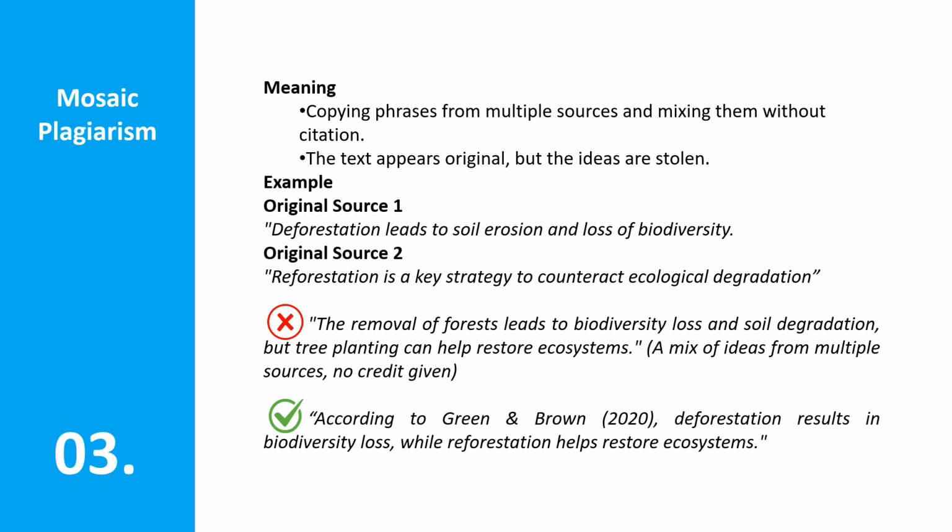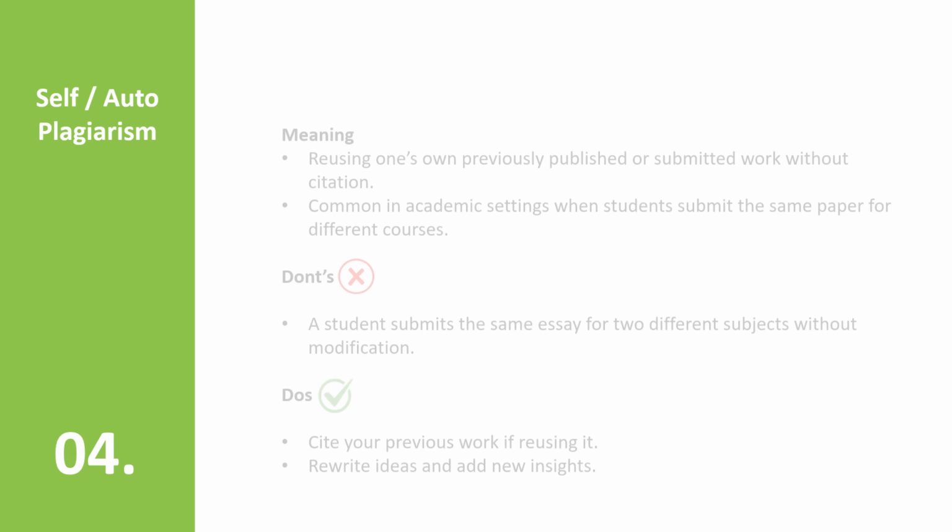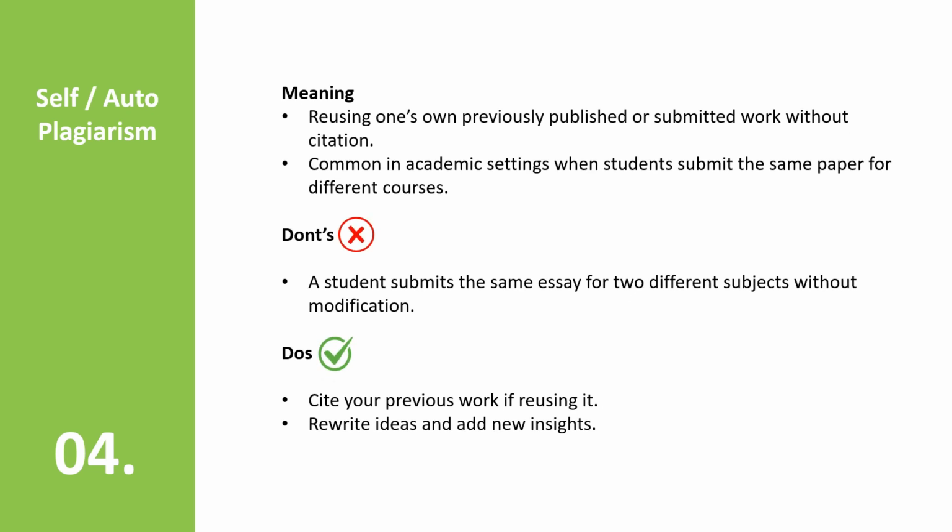The next type of plagiarism is called self or auto plagiarism. Now, this means reusing one's own previously published or submitted work without proper citation or without citation at all. This is common in academic settings where students are asked to submit the same paper for different courses. And yes, if you reuse your own work and submit it as new without mentioning it, it's still called plagiarism.